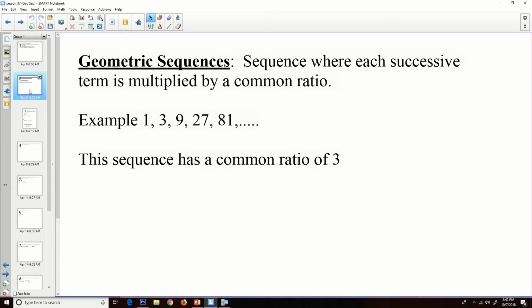First, geometric sequences. Whereas arithmetic sequences have a common difference, geometric sequences have a common ratio. So each term is multiplied by a common ratio. So here's a quick example. 1, 3, 9, 27, 81. This is a geometric sequence because this sequence has a common ratio of 3.